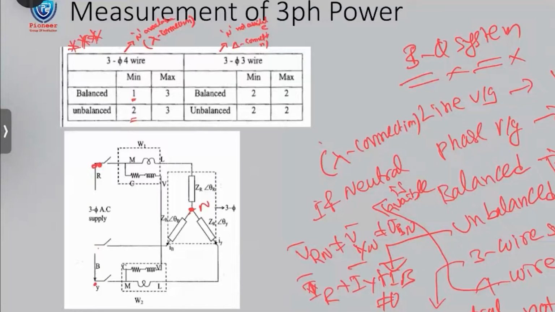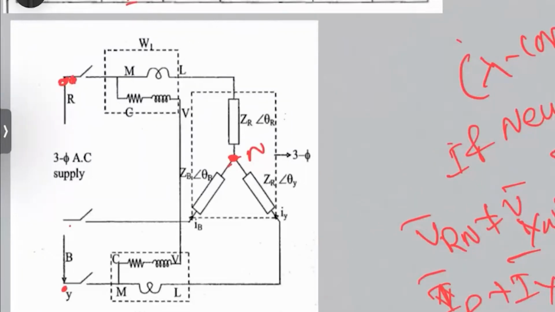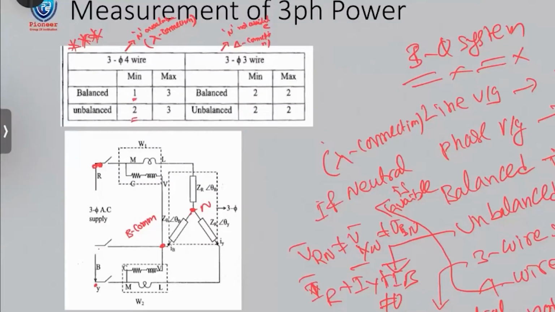By using 2 wattmeters, we measure the 3-phase power with this type of connection. We connect one wattmeter like this for one phase. In the other phase, we make B common, or any other phase common. If we connect the wattmeter like this, then we will get the 3-phase power.